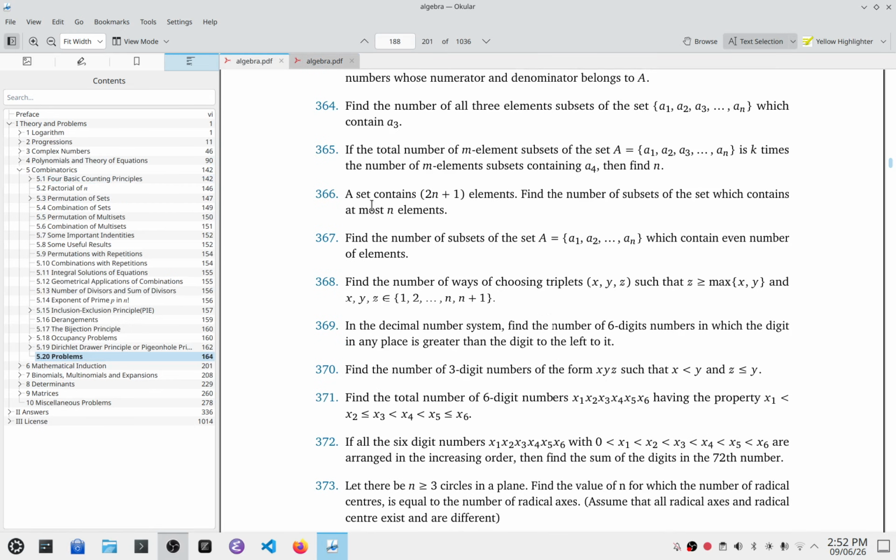Question 366 says that a set contains 2n plus 1 elements. Find the number of subsets of the set which contain at most n elements.